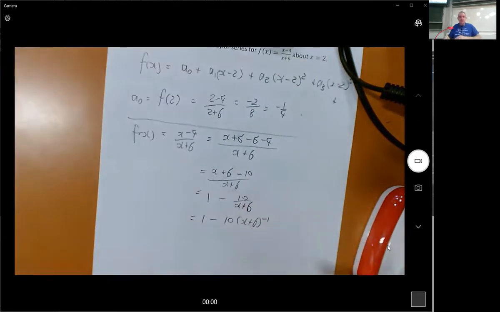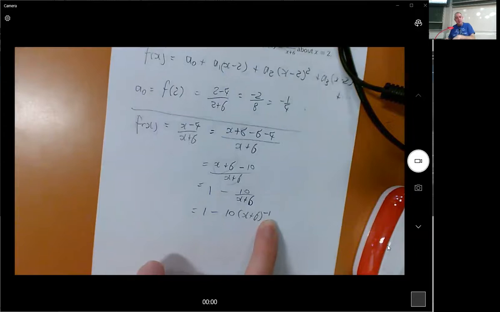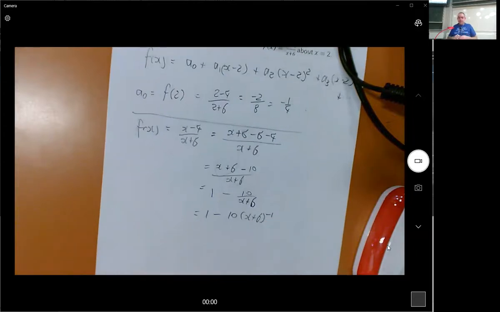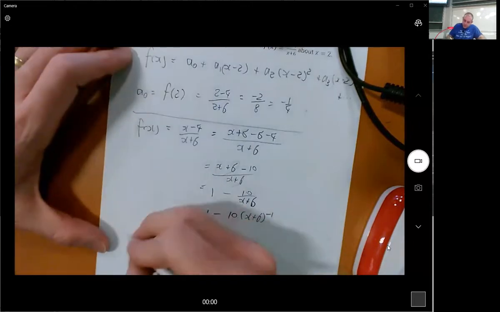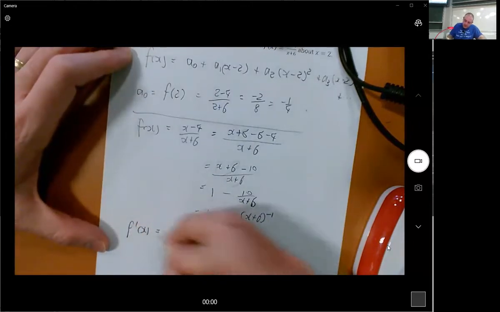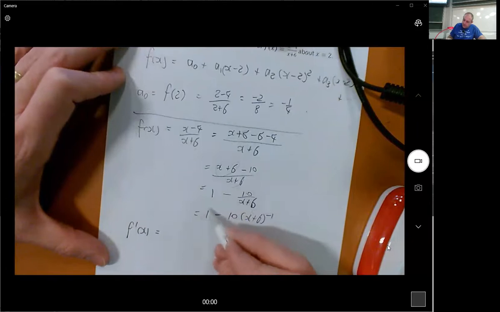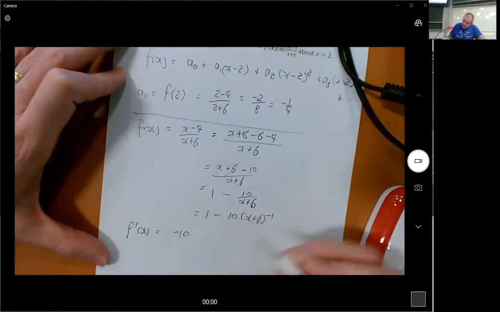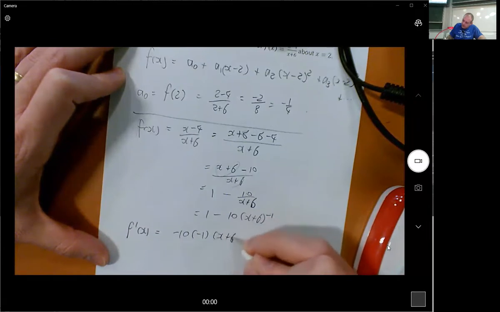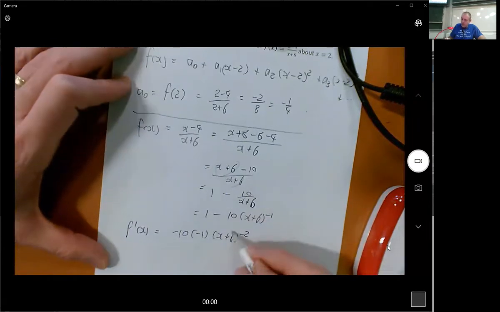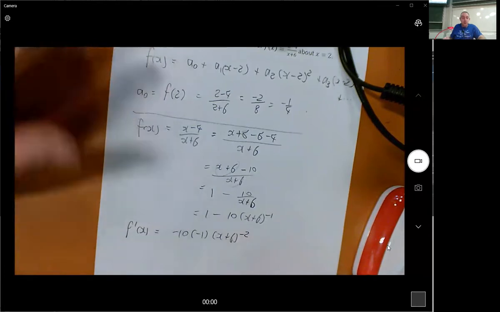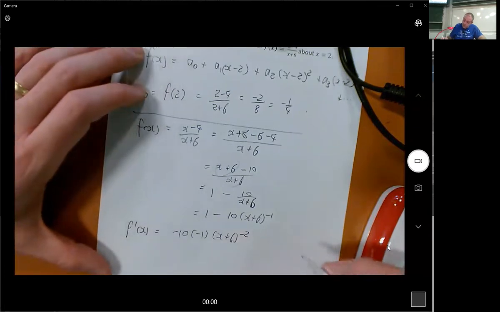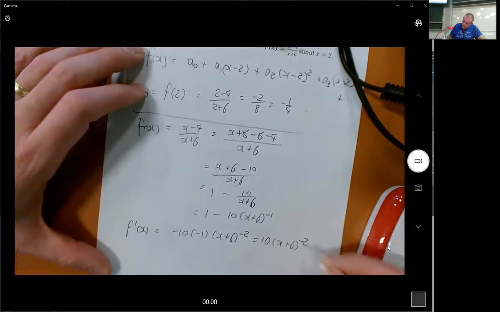I reckon for the purposes of differentiating, it'll be easier to write it as a power. Okay, so f dashed of x is now the derivative of 1, which is 1. The minus 10 will still be there. I have to multiply by the current exponent and then put the exponent down by 1 and then multiply by the derivative of x plus 6, which is 1 anyway. Cool. So that's 10 over x plus 6 to the minus 2.